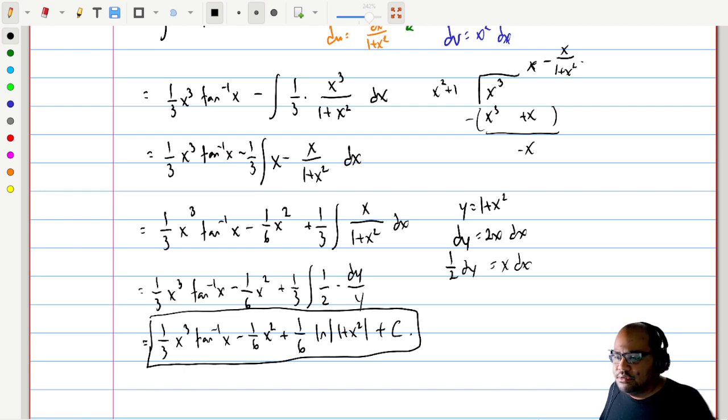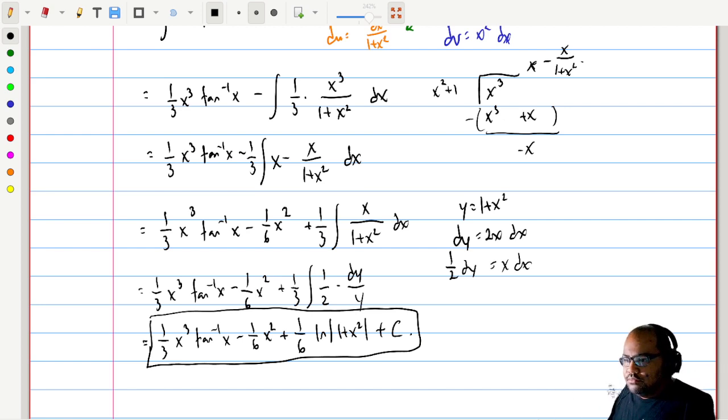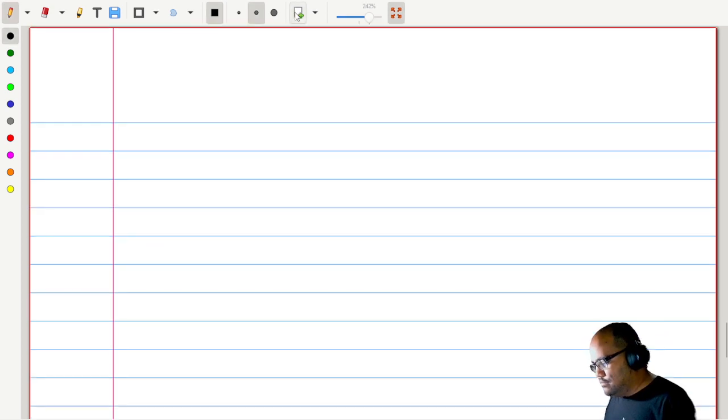All right. In the meantime, let's see. All right, let's get some Stravinsky here. Let's do another integral. I like this one. I like the look of this one here.